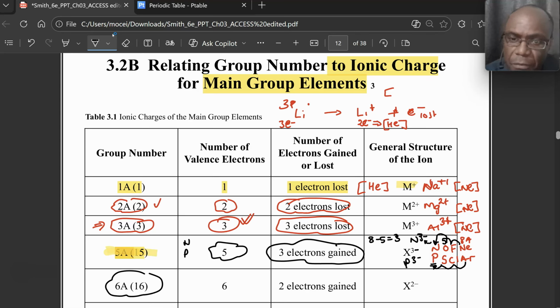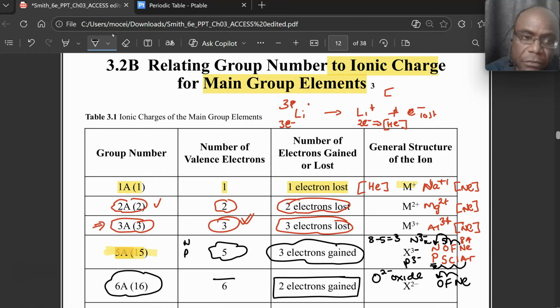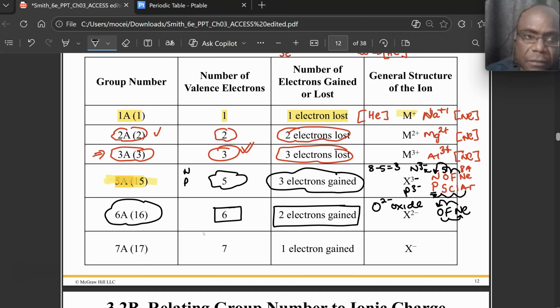Now, when you get to group 6, that's where you get oxygen. As I mentioned earlier, you can just count back. From neon, you go 1, 2 steps backwards. So oxygen will give you O2 minus. We call that an oxide. It gains 2 electrons to get to neon. So we know that oxygen is in main group 6 with a valency of 6 because it has 2 steps to get to 8, which is the main group 8, like neon.